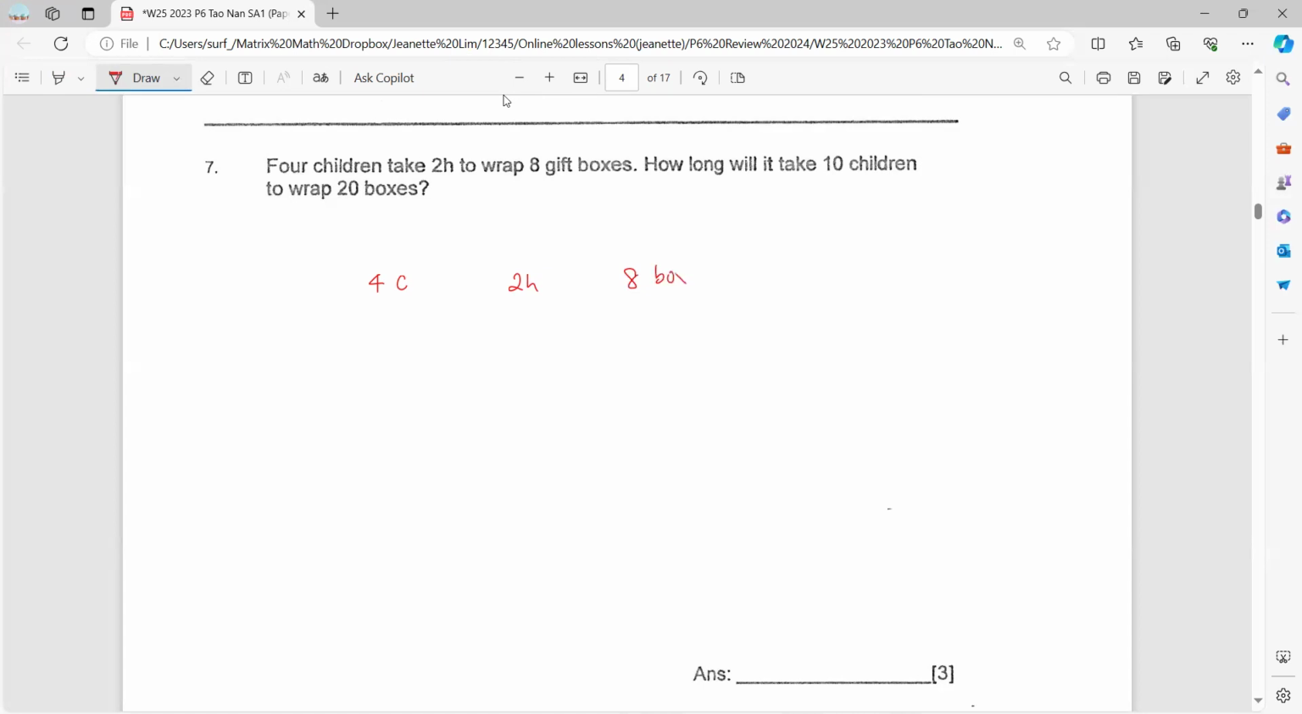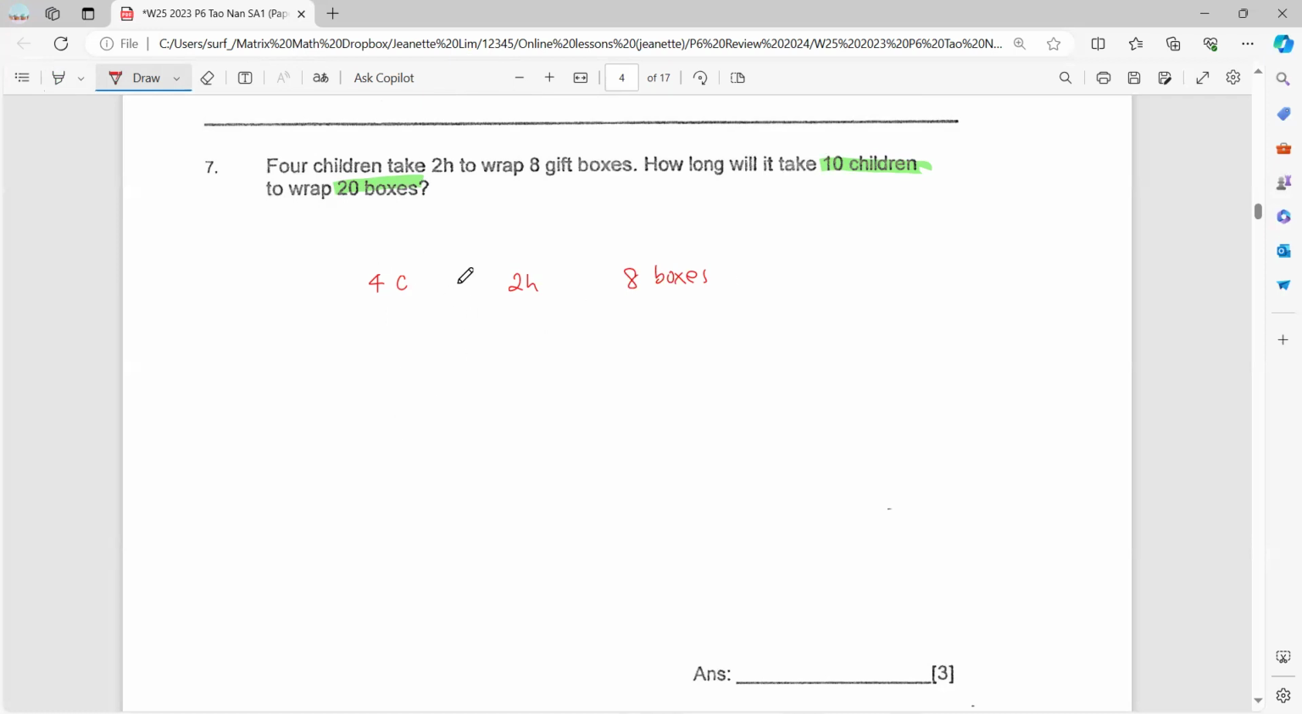Okay, let's write 8 boxes. So take note of what we want. We want to have 10 children and also 20 boxes. Okay, so first, in order to get 10 children, from 4, we can simplify. So you make it smaller, like make it 2 children. You can make 1 also can.